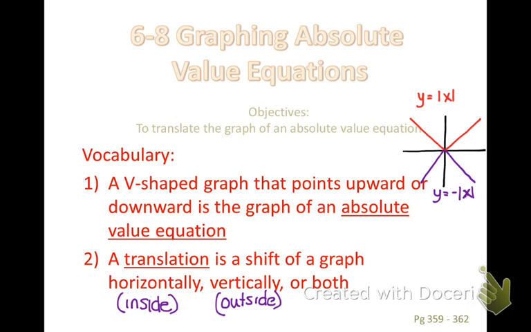And y equals negative absolute value of x would have the V going downwards, in the same shape as if it was going upwards. So I have some vocabulary. A V-shaped graph that points upward or downwards is the graph of an absolute value equation. A translation is a shift of a graph horizontally, vertically, or both.